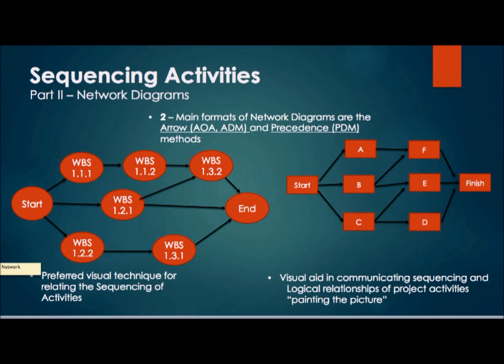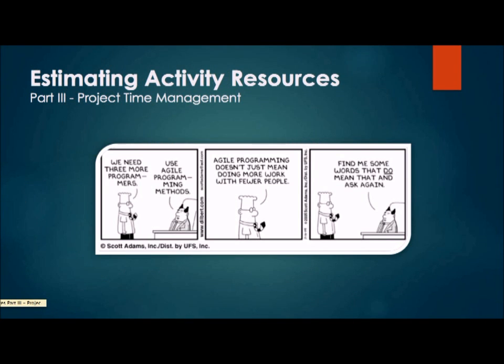Here are network diagrams, which are part 2 of sequencing activities. 2 main formats of the network diagrams are arrow, which is AOA or ADM, and then the precedence, PDM methods. As you can see below are a few examples. And then estimating activities, which is part 3 of the time management.